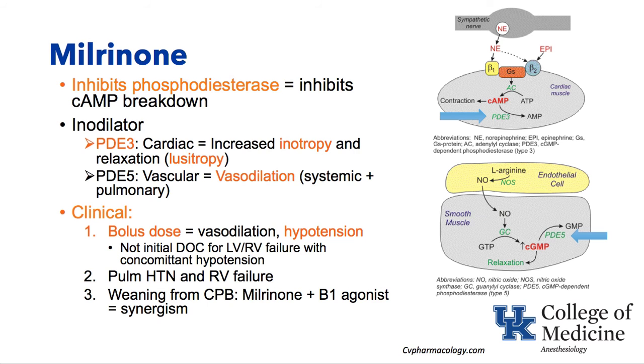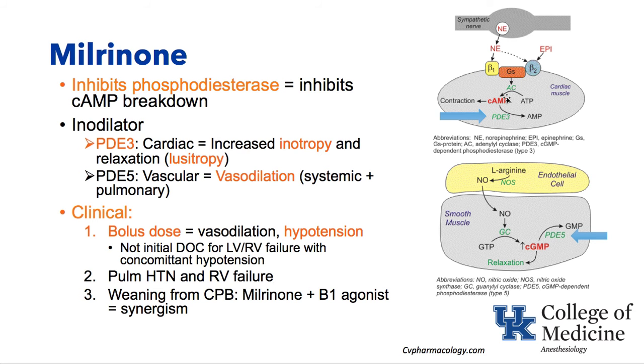Milrinone is the next medication that we will look at. It is an inodilator. We'll first look up at the top right graphic and show that PDE3 inhibition results in reduced breakdown of cyclic AMP. If there's more cyclic AMP in the cell, there's more calcium and more contraction. So one mechanism of its effect, inotropy, is PDE3 inhibition, reducing cyclic AMP breakdown.